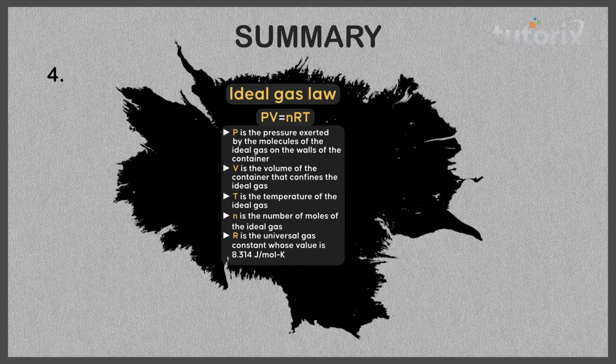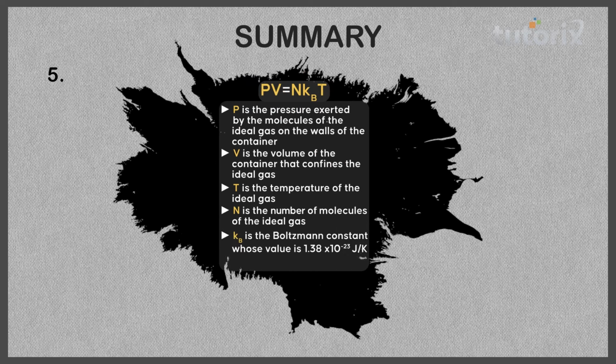PV = nRT is the ideal gas law. Here P is the pressure exerted by the ideal gas, V is the volume of the container, n is the number of moles of the ideal gas, R is the universal gas constant, whose value is 8.314 joules per mole per Kelvin, and T is the temperature of the ideal gas.